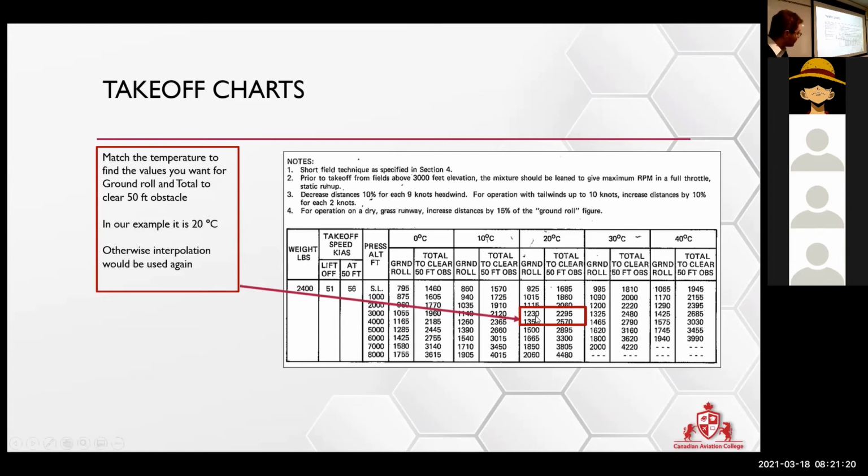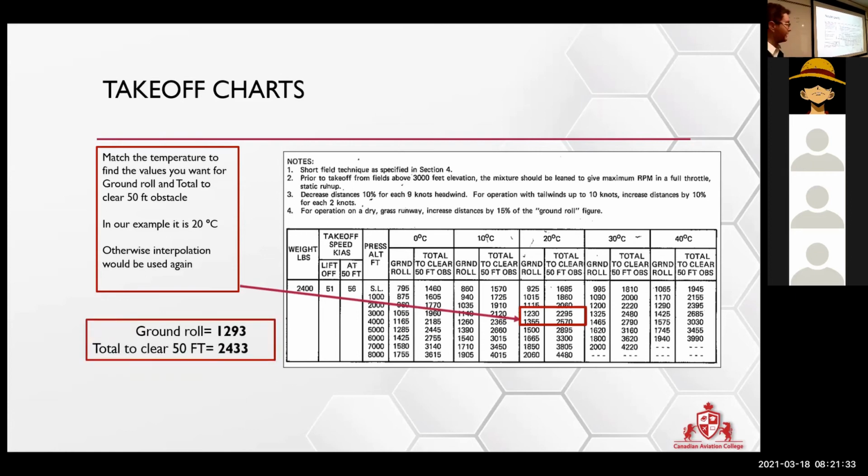So figure out what's the middle point. It will be 1230 plus 1355. Divide that by 2 to get your average. And then that is what you would be getting. Ground roll will be 1293 and the total 50 foot will be 2433.